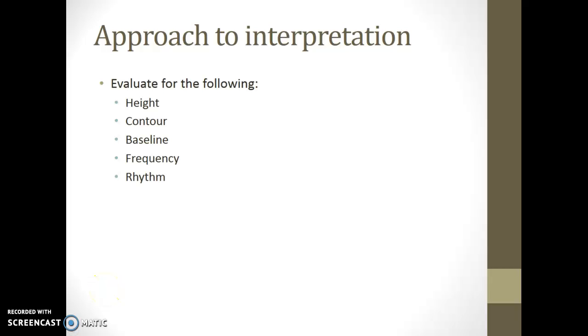Okay, this is lecture 3 for unit 7 on capnography, and we're going to talk about each one of these things that you evaluate when you're interpreting different graphs. Again, their height, contour, baseline, frequency, and rhythm.